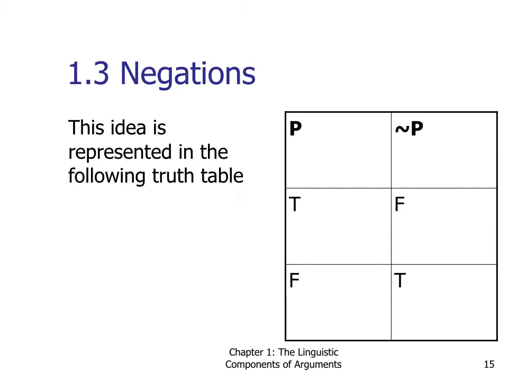In the next column, we have the negation of P, or it is not the case that P. And you will see that this has the opposite values. So when P is true, not P is false. When P is false, not P is true. And that's what's represented in this table.